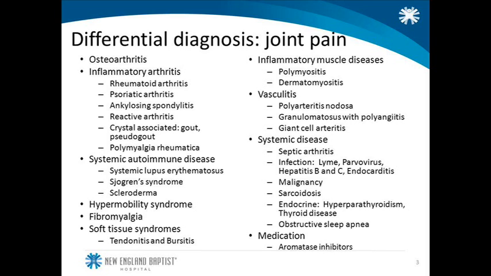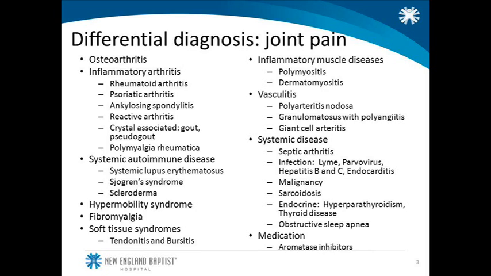Hypermobility syndromes can cause joint pain, and this can be anything from a benign hypermobility syndrome to a defined Ehlers-Danlos syndrome. Fibromyalgia is a disorder in pain processing signals rather than pathology of the soft tissues or joints themselves. Other soft tissue syndromes include tendinitis and bursitis. Inflammatory muscle diseases and vasculitis can also cause joint pain. There are many systemic diseases to consider in the differential diagnosis of joint pain.